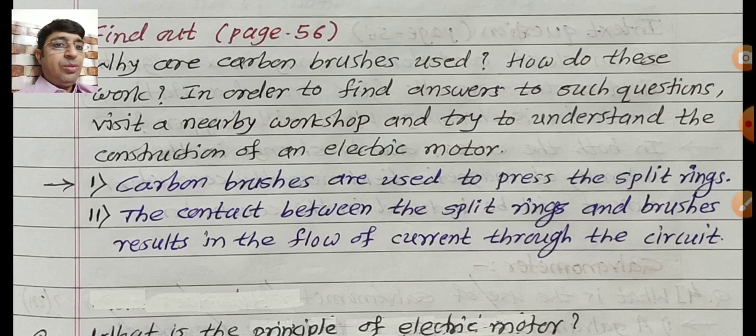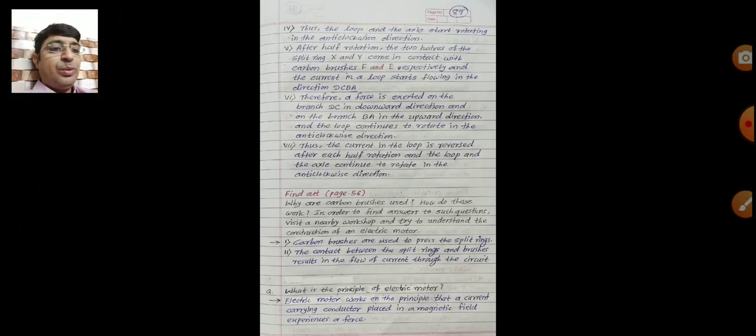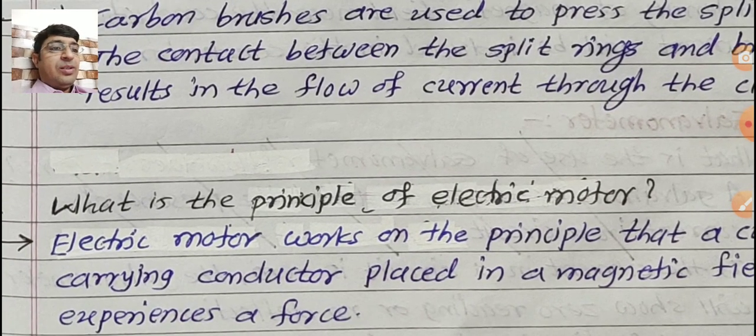Second question, how do these work? So, very simple. The contact between the split rings and brushes results in the flow of current through the circuit. That is the work of carbon brushes. All getting? So you write in your book, no problem. Okay, we already read this principle initially.